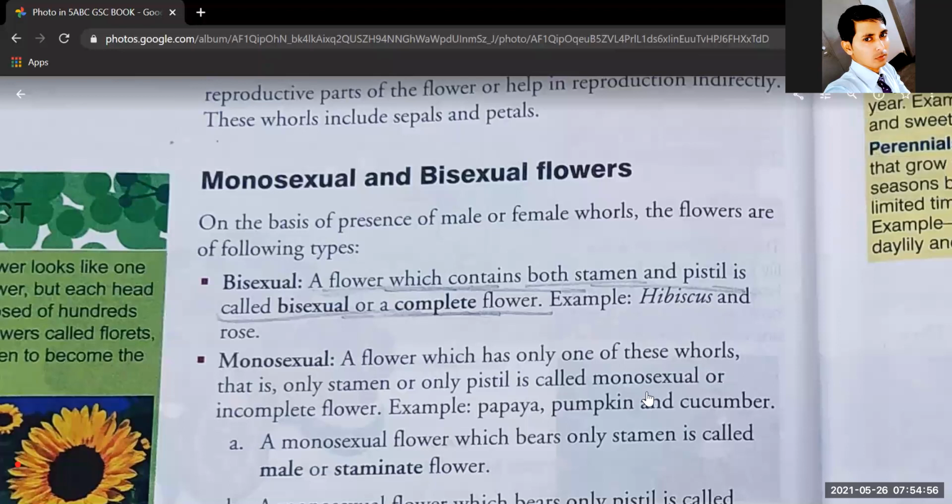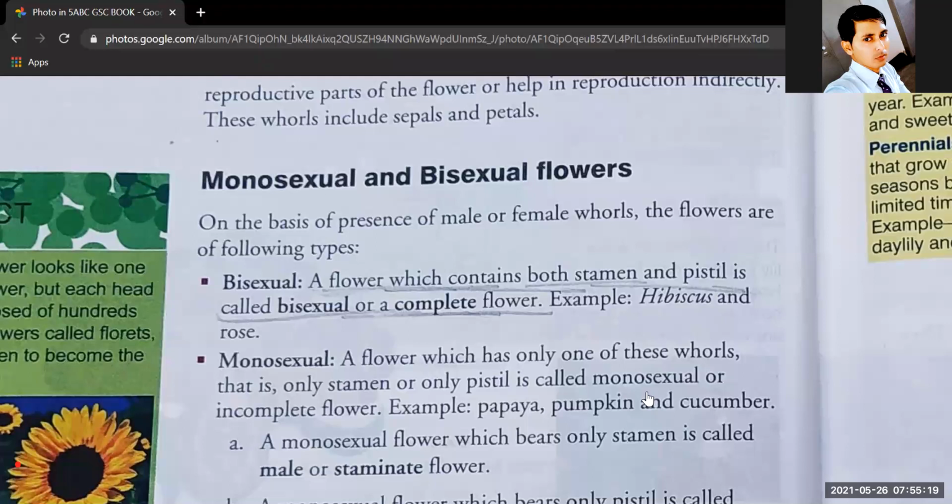Okay. So I can ask a question like that also. What is a bisexual flower or what is a monosexual flower? So you can say in your own words like that: those flowers which have stamen and pistil, both things, are called bisexual flowers or complete flowers. For example, hibiscus and rose.